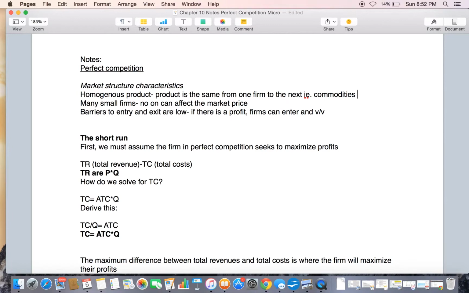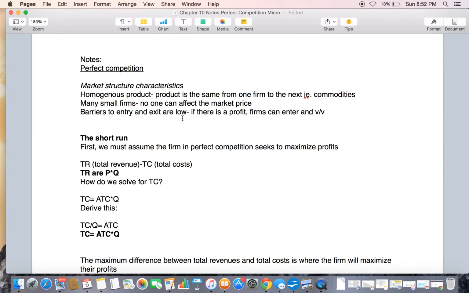In a perfectly competitive market, we see that there are many small firms. So what this implies is that no one firm can affect the market price. If you kind of think about it as there being a large market, however, each firm supplying a small quantity to that total market because there are many firms, if that firm increased or decreased prices, it really wouldn't have much, if any, of an effect on the total market.